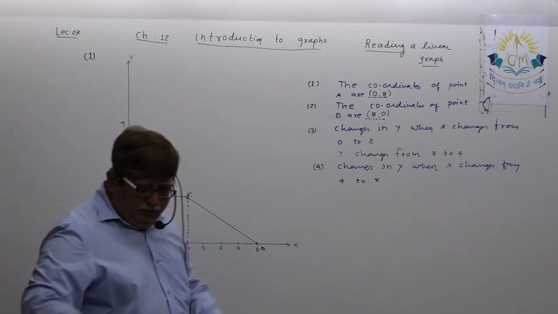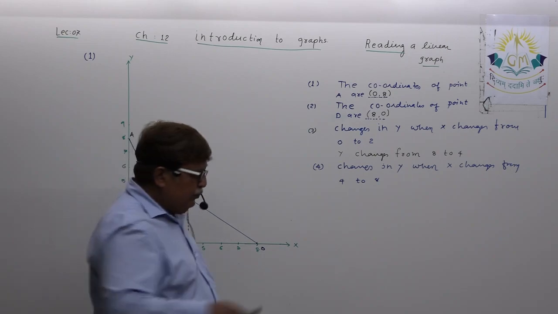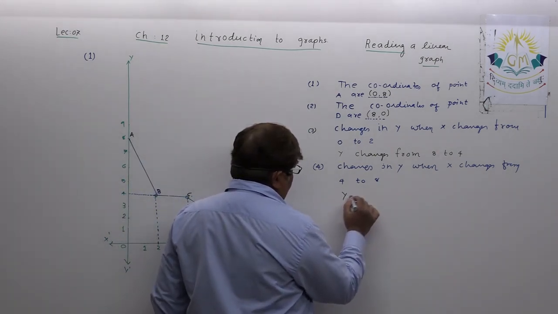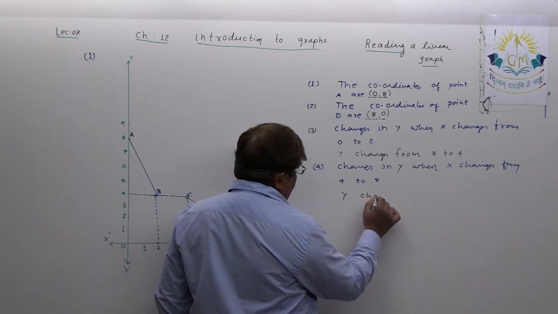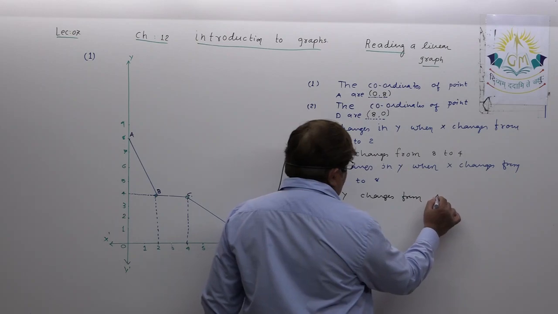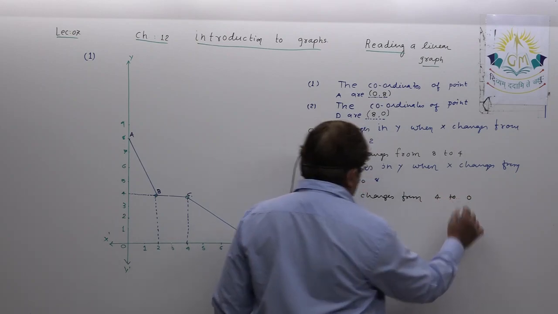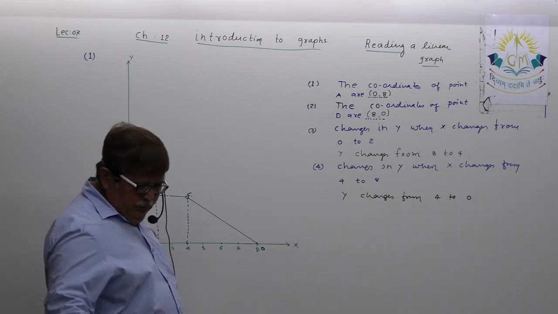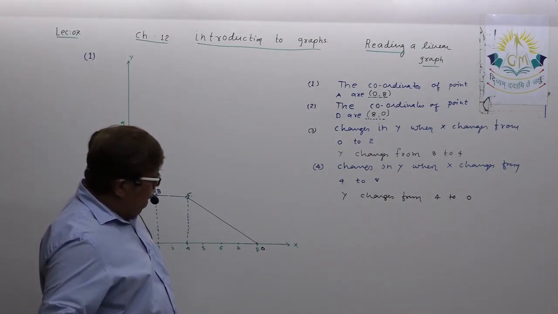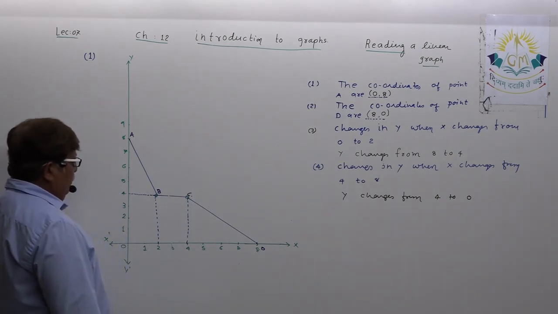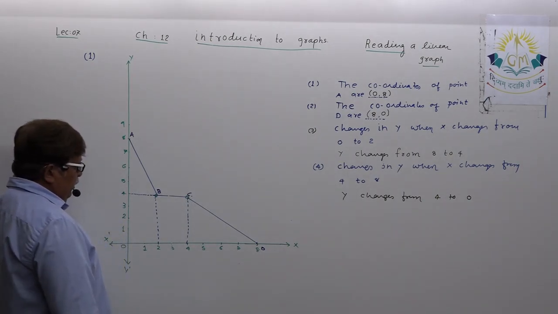So your answer will be this. Y changes from 4 to 0. Okay, so this is question number 4. You need to practice such questions.